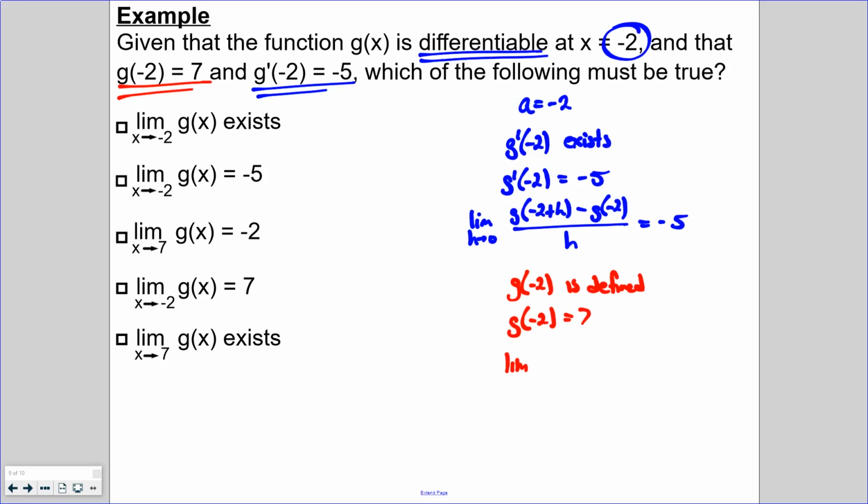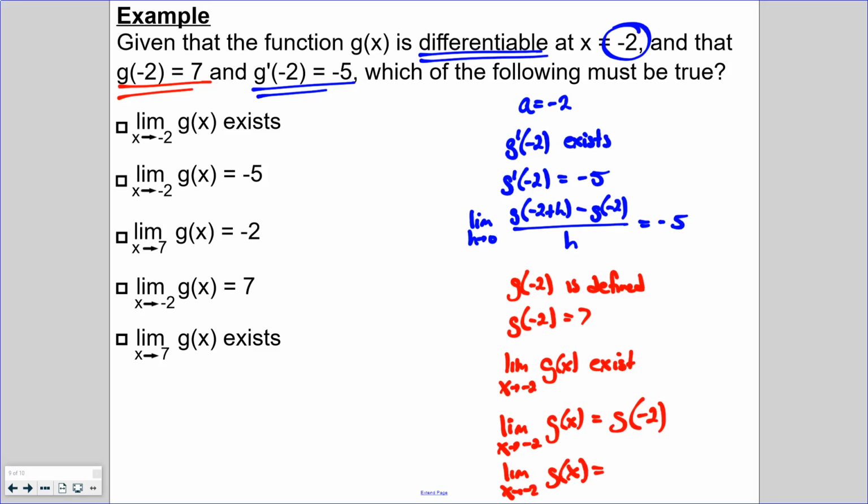We also know that the limit as x approaches negative 2 of g of x will exist. And then we know the third condition, the limit as x approaches negative 2 of g of x has to equal, and I've just realized I'm using the wrong function here, so let me go back and fix that, because it's not f, it's g. Sorry about that. And so then we have the limit as x approaches negative 2 of g of x exists, and the limit as x approaches negative 2 of g of x is going to equal g of negative 2, and the problem tells us that g of negative 2 is 7.